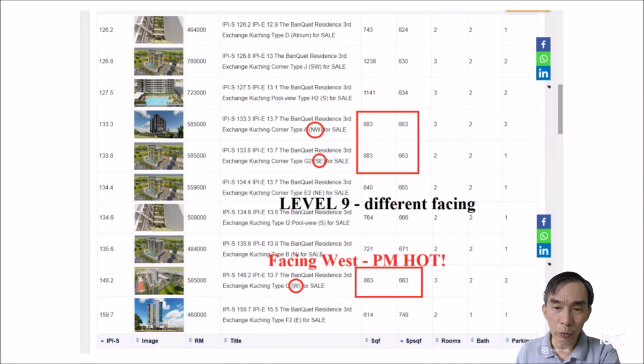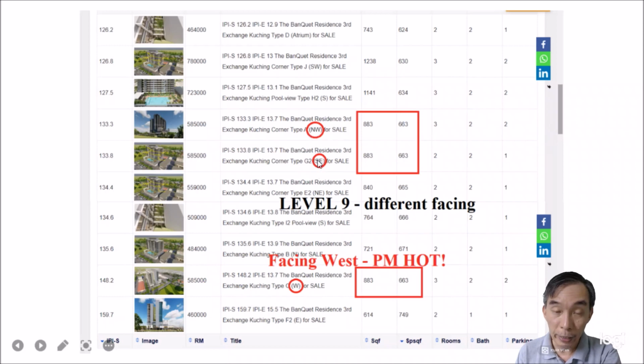So now we want to compare within the same level, and what are the differences in facing that can be seen with IPI? This shows the facing of west. You can see the red circle, west, southeast and northwest. When there is southeast or northwest in the calculator, it is taken as north or south.